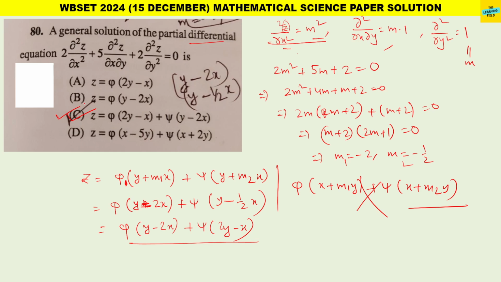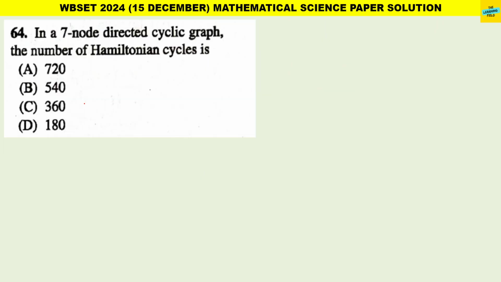Fine. Next question. This is a question from graph theory. Fine. So the concept behind this question: these are very conceptual questions that come directly, and they are basically formula based, but you have to know the concept, otherwise you can't solve this problem in the exam hall. So what is a Hamiltonian cycle?